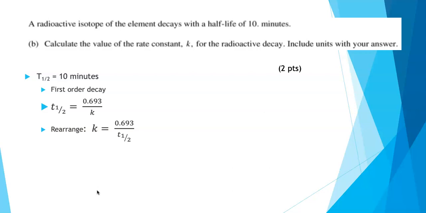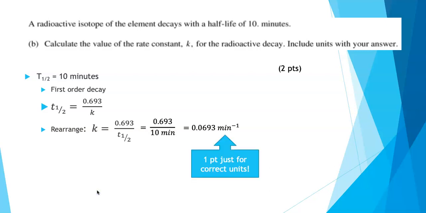The key is really knowing that it's going to be first-order decay, because all radioactive decay is first order. I can take this equation and rearrange it. Now I'm going to substitute in my half-life and get a number of 0.0693 inverse minutes. One of the points for this question was getting the correct numerical answer, and the other point was just for the units.